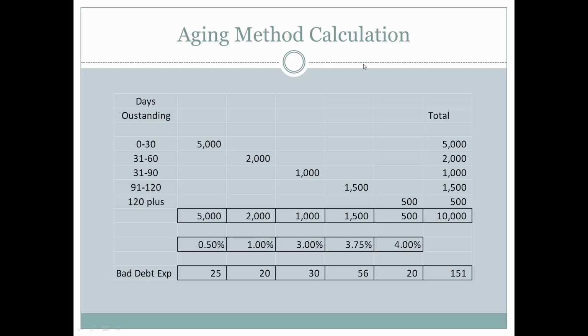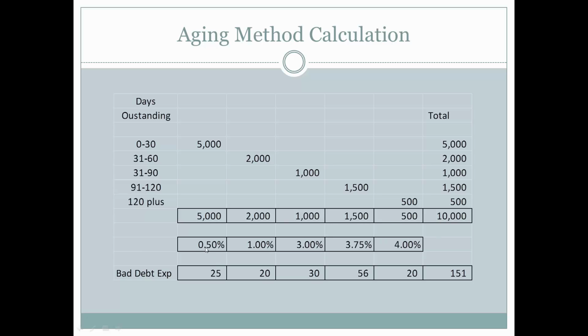So let's look at this, the calculation. It's not very difficult. It just is wordier than it actually is just to look at it. So these are our days outstanding: 0 to 30, $5,000 there; 31 to 60, $2,000; 61 to 90, $1,000; 91 to 120, $1,500; and then 120 days plus, $500. So these are all of our individual layers in accounts receivable.